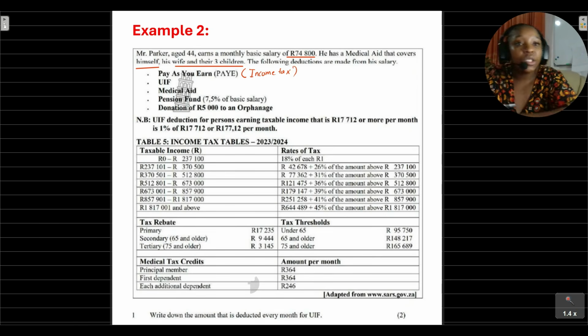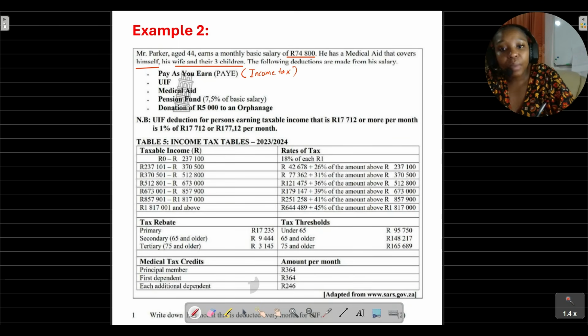UIF, what is UIF? It's your unemployment insurance fund. So that also gets deducted from his salary. We've got medical aid that gets deducted from his salary, pension fund contributions of 7.5% of his basic salary gets deducted from his salary, and Mr. Parker donates 5,000 Rand every month to an orphanage.